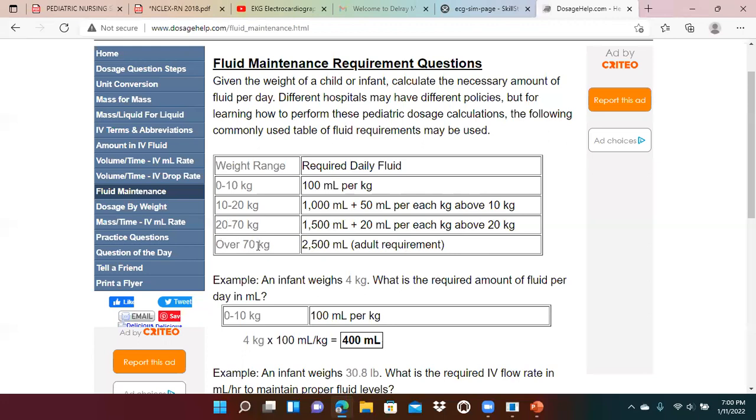If over the 70 kg, it is 2500, means adult requirements. We have to memorize it. Example, an infant body weight 4 kilogram, means it is here 100 ml per kg. So 0 to 10 kilogram, 100 ml per kg, 4 kg times 100, total need 400 ml body daily fluid required if baby has 4 kilogram body weight.